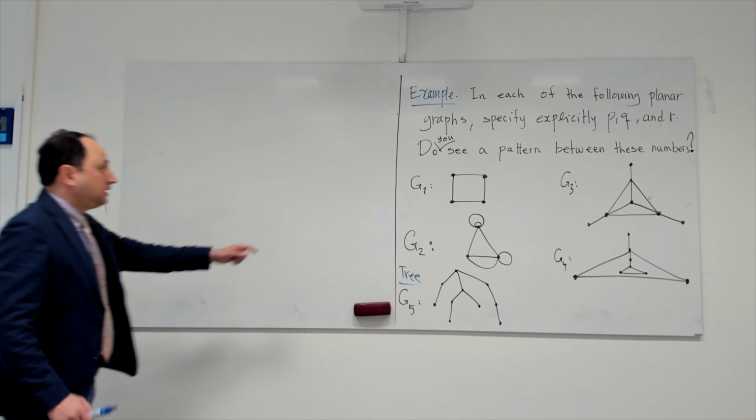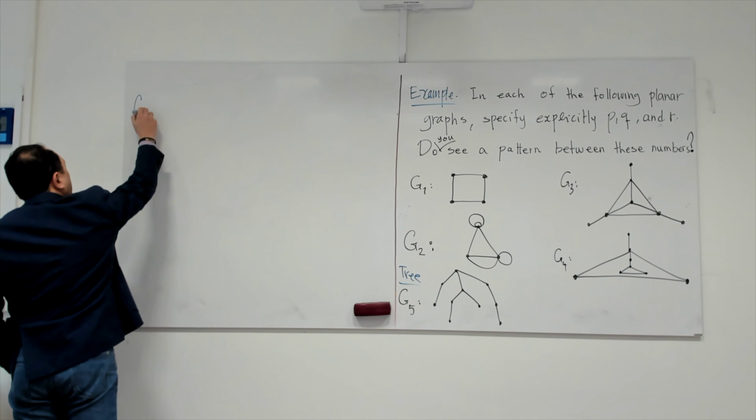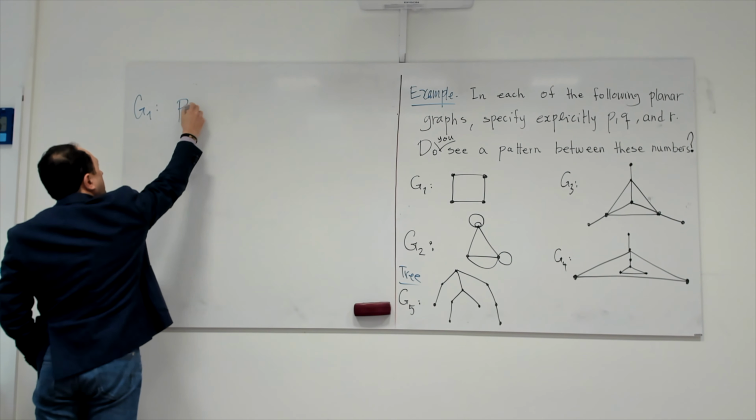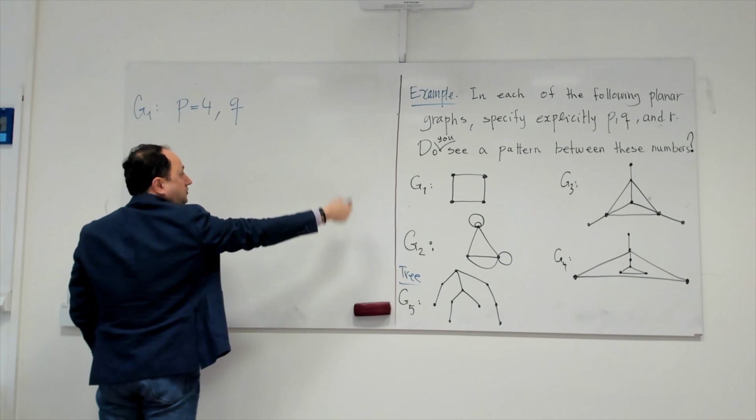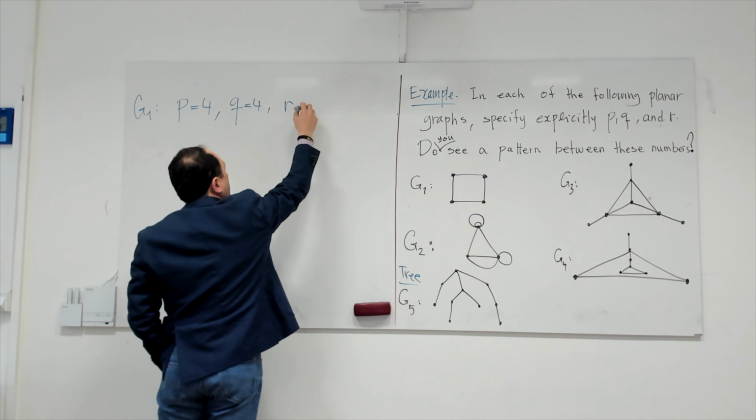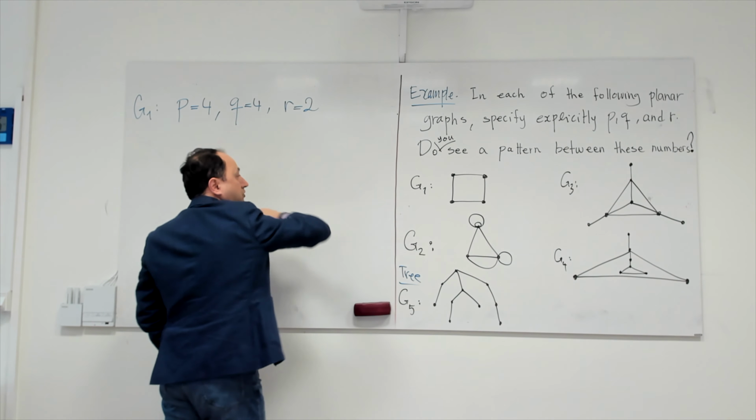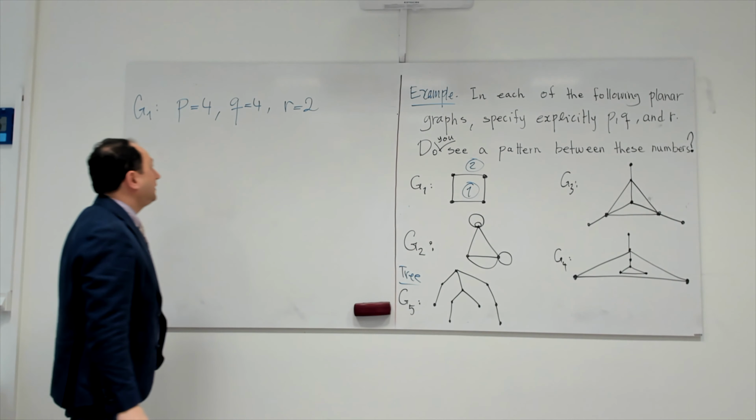So here, for G1, what is P? It's clear. P is the number of vertices, Q is the number of edges. You immediately count them, it is 4. And if I ask you what is the number of regions, it is 2. Because I have one region here and the second region outside. Okay?